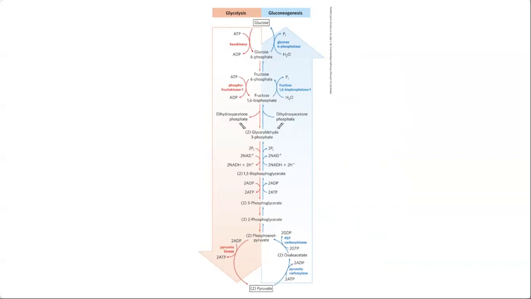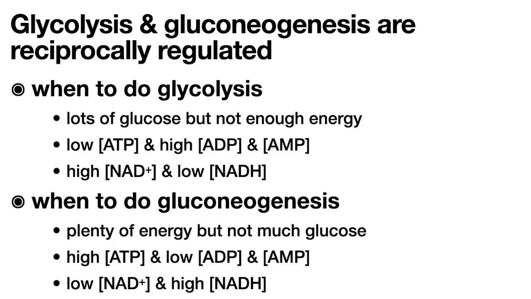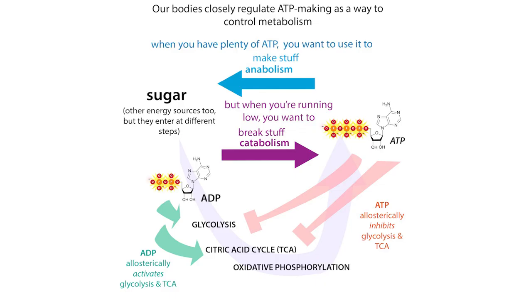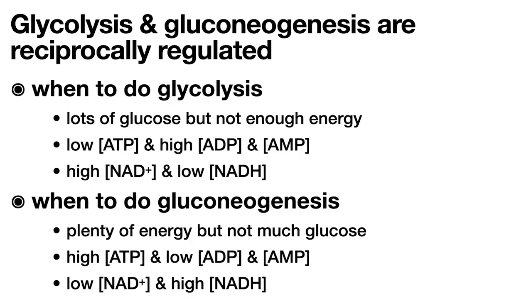Basically, you would want to do gluconeogenesis when you want glucose. So when you've got plenty of energy, but not much glucose. And when would you want to do glycolysis? When you've got lots of glucose, but not enough energy. Later we'll see how these are reciprocally regulated by things like ATP levels, ADP and AMP levels, NAD+ and NADH levels. We'll see that the enzymes responsible for these bypasses, those steps that we can't easily reverse, are going to be reciprocally regulated largely. So let's introduce these enzymes, these bypass steps, and then we'll talk about their regulation and more.